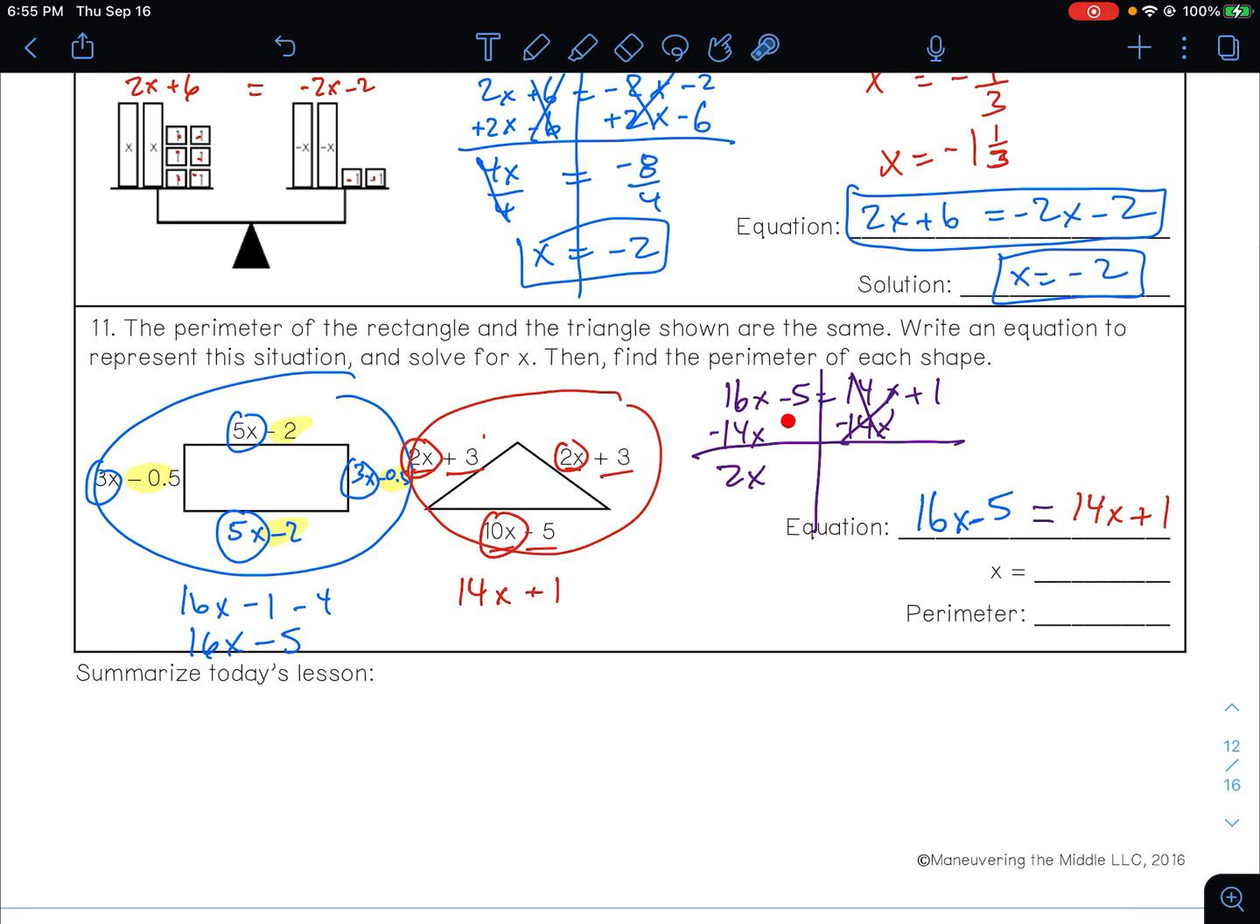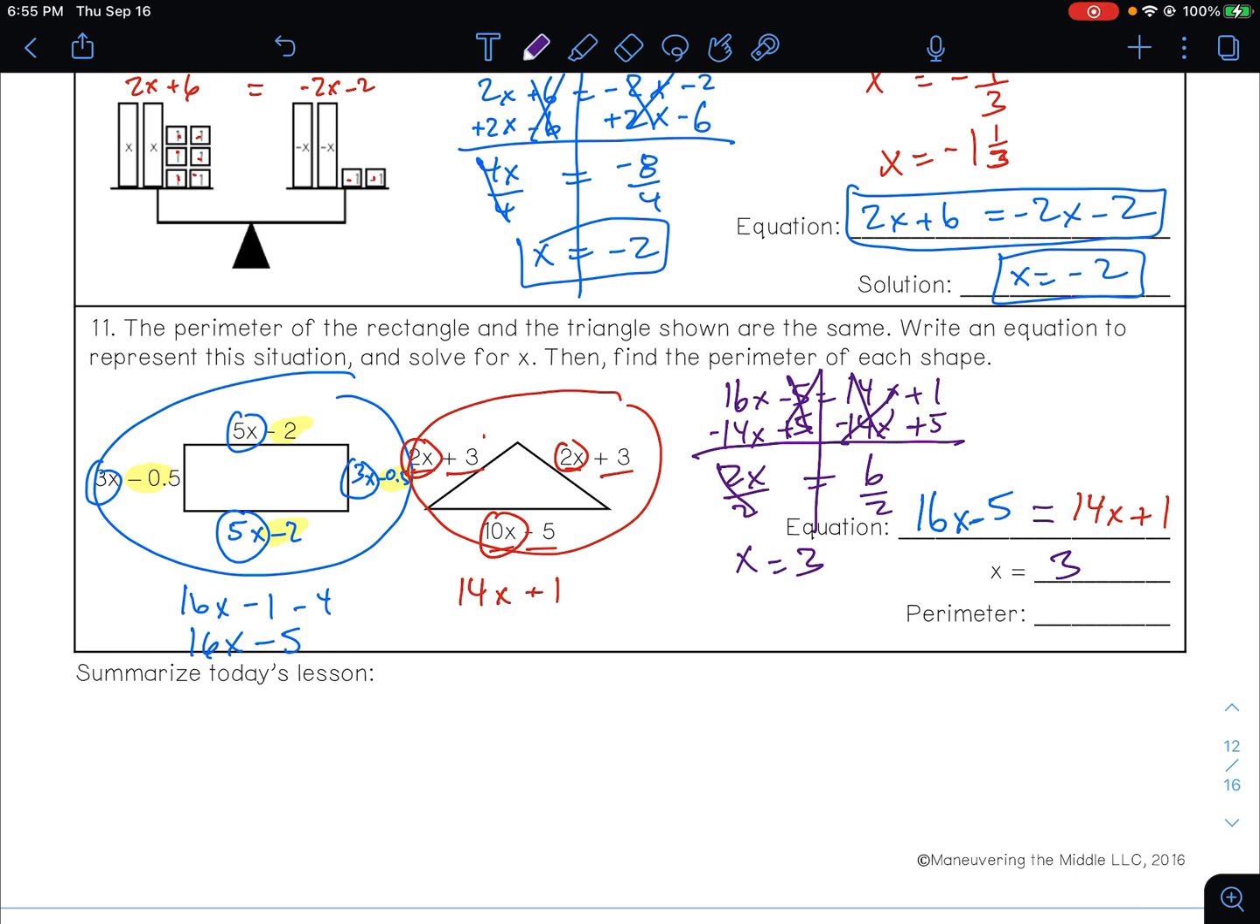Now I need to get rid of all the constants on the side. So negative 5, the opposite of negative 5 is plus 5. Yay, I like adding. Plus 5. That cancels out. 5 plus 1, that's easy. That is just 6. So 2x equals 6. Divide by 2. And you're left with x equals 3. So x equals 3.